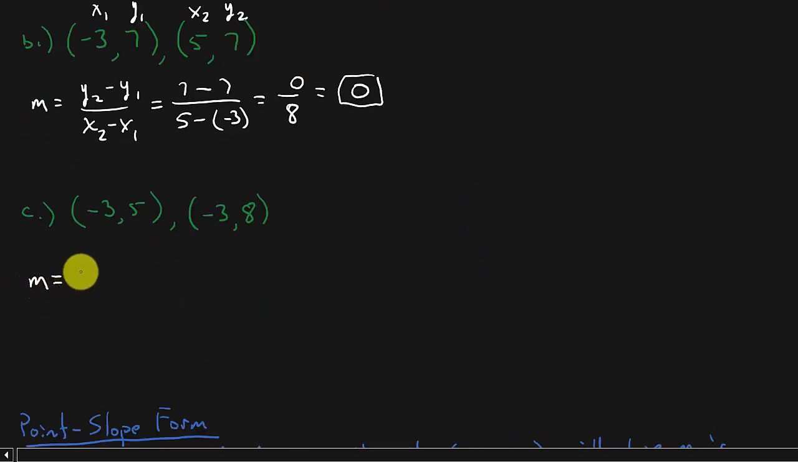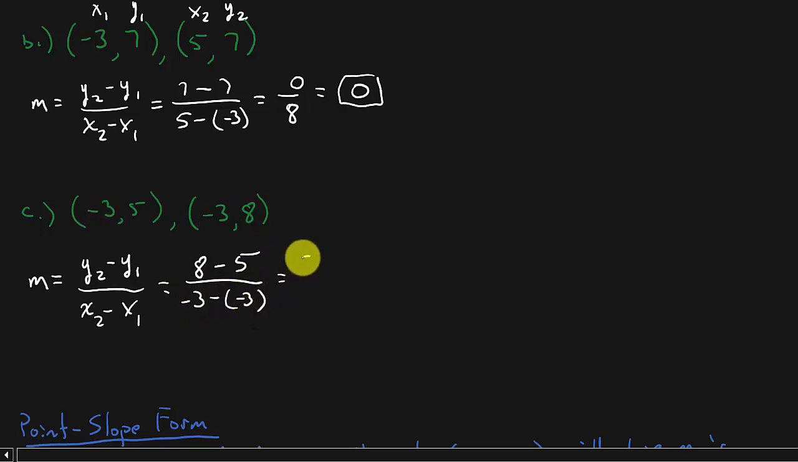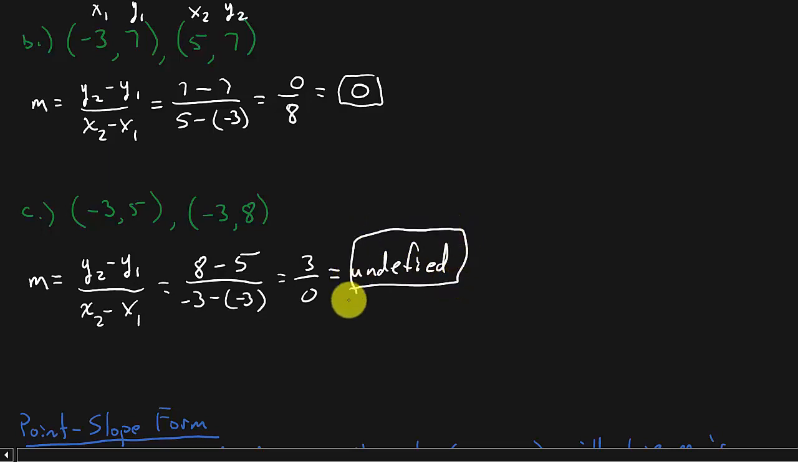Now what about this one? Remember, write the formula down every time you use it. That's going to help you remember it. So I've got y2, which is 8, minus y1, which is 5, over x2 minus x1. And so that's going to give me 3 over 0. Now remember, when you have 0 in the denominator of a fraction, that is undefined. And so there's your slope.